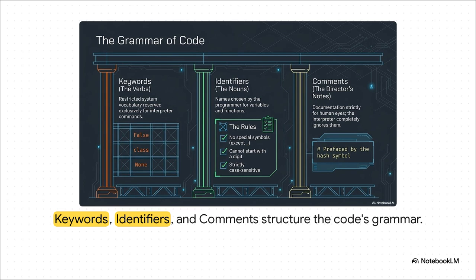But there are a few rules here. No special symbols except the underscore. They absolutely cannot start with a number, and, just to reiterate, they are case sensitive. Finally, we've got comments. You pop a hash symbol in front of your text, and these become your director's notes. They're documentation purely for you, the human architect. The machine completely ignores them.